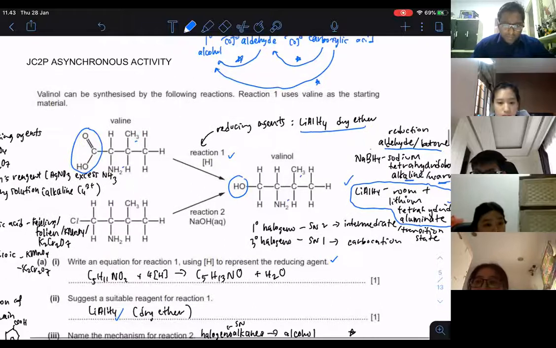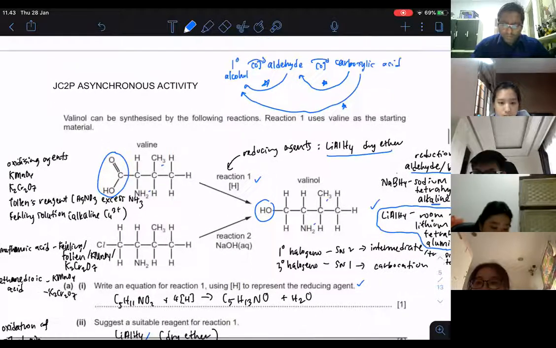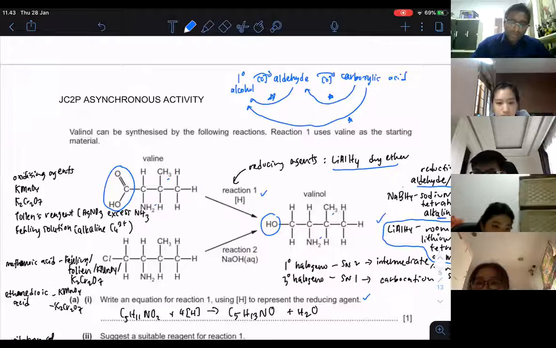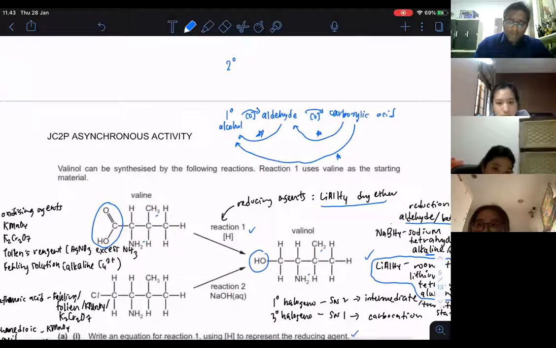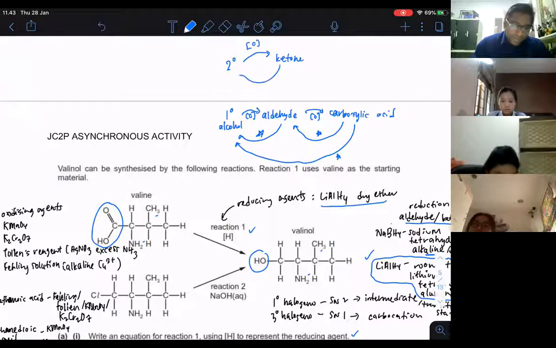Another thing that I want to mention, since we are talking about primary alcohol, is that we do have secondary alcohol. Secondary alcohol can be oxidized to become ketone using oxidizing agents, and ketone can be reduced to become secondary alcohol by using either NaBH4 or LiAlH4 in dry ether. Both can. So this one we just take note.